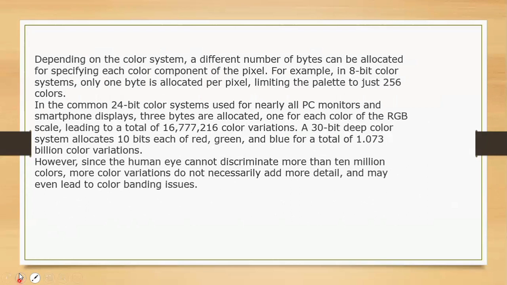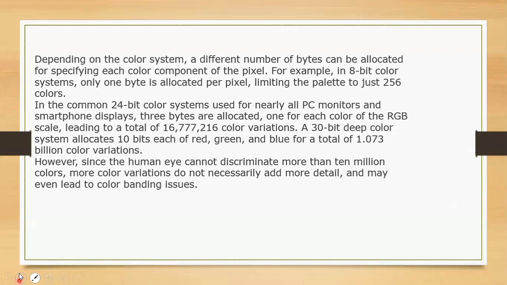Depending on the color system, a different number of bytes can be allocated for specifying each color component of the pixel. For example, in an 8-bit color system, only 1 byte is allocated per pixel, limiting the palette to just 256 colors. In the common 24-bit color system used for nearly all PC monitors and smartphone displays, 3 bytes are allocated, 1 for each color of the RGB scale, leading to a total of 16,777,216 color variations.